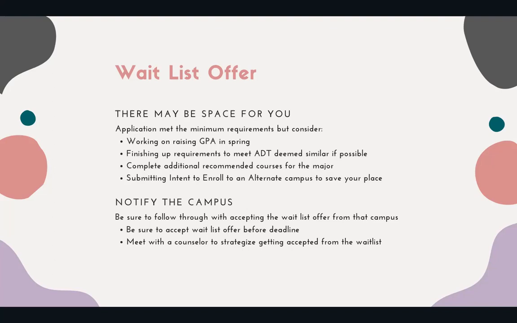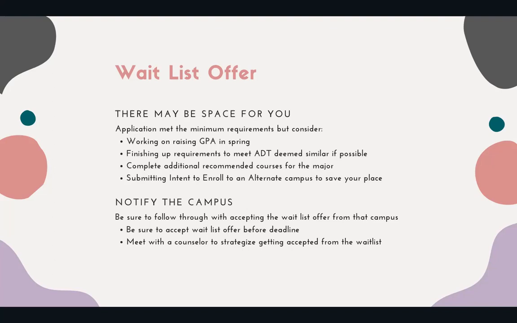You want to make sure that if you do get a waitlist offer, you work on raising your GPA in the spring. So shooting for all A's, getting straight A's is the best way to raise up your GPA. So if you can manage to get A's in spring, please do so. It'll help you so much. Another way to help you would be, for example, finishing up requirements to meet an ADT deemed similar if possible.